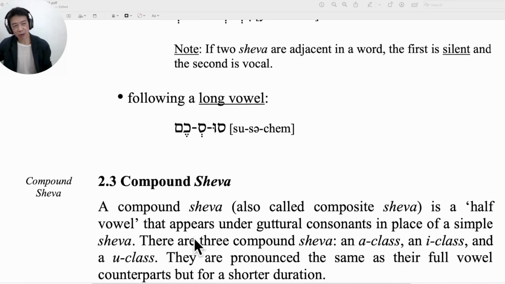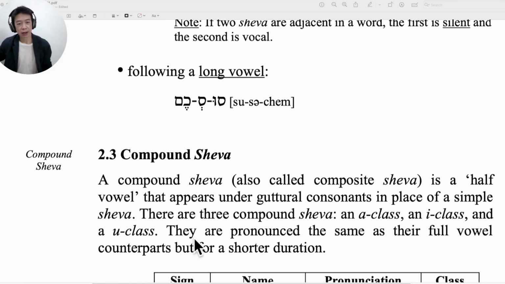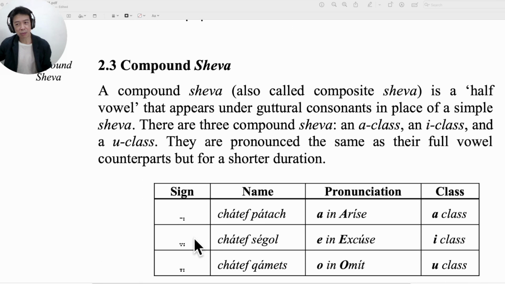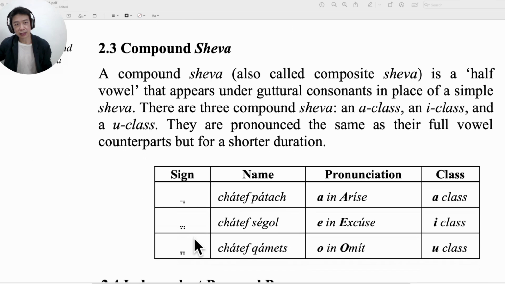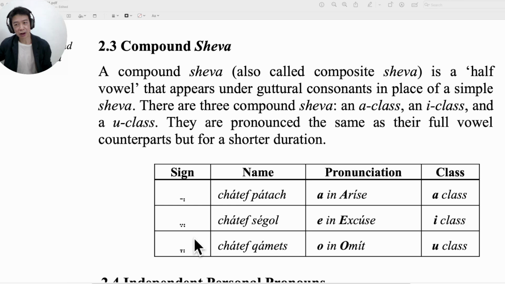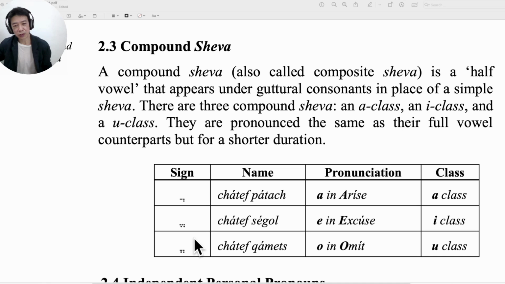Next, let's take a look at the compound shava. Compound shava, also called composite shava, is a half vowel that appears under the guttural consonants in place of a simple shava. There are three kinds of compound shavas: the A class, I class, and U class. They're pronounced the same as the full vowel counterparts, but for a shorter duration.